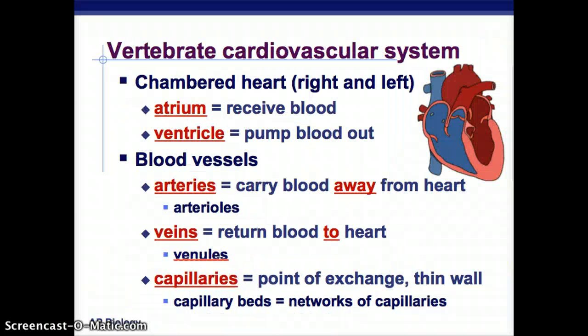All right, the vertebrate cardiovascular system. We've got our chambered heart. It's got a right chamber and a left chamber. We have atriums and ventricles. In the atrium is where you receive blood, and ventricles are where you pump blood out.